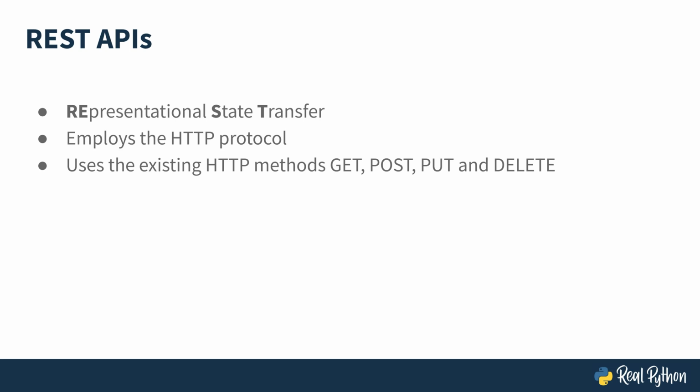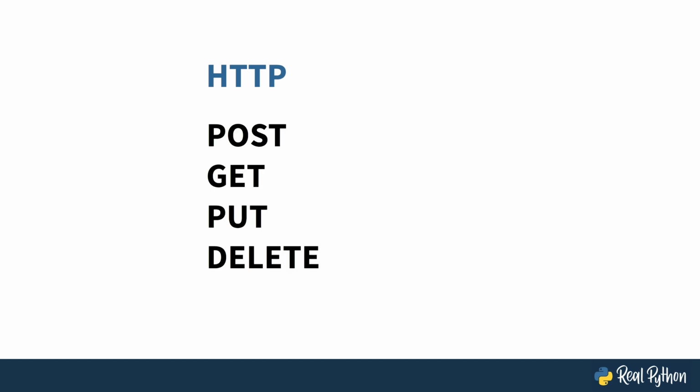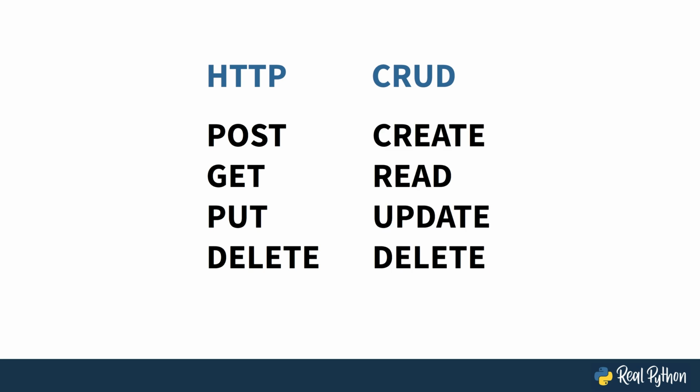A REST API repurposes the existing HTTP methods to implement the four standard CRUD operations of a database. REST maps the HTTP methods POST, GET, PUT, and DELETE to the CRUD functions create, read, update, and delete, respectively. And it also repurposes HTTP status codes.